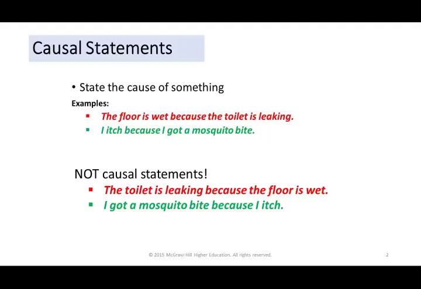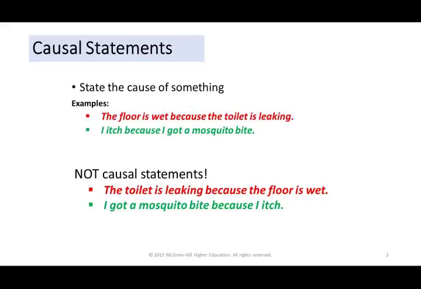The second one, I itch because I got a mosquito bite. I am here now explaining and giving you the cause for my itch. And of course, as I say this to you, here I am itching my arm, because whenever we talk about itching, it just makes me itch. I think talking about itching causes me to itch. How about that? It's another causal statement, right? In each of these cases, I'm making causal claims. Now, remember, if we reverse these, they are not causal claims.